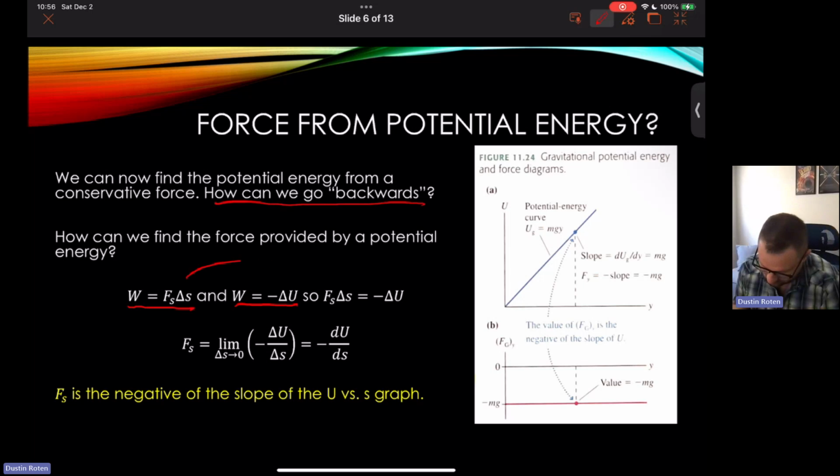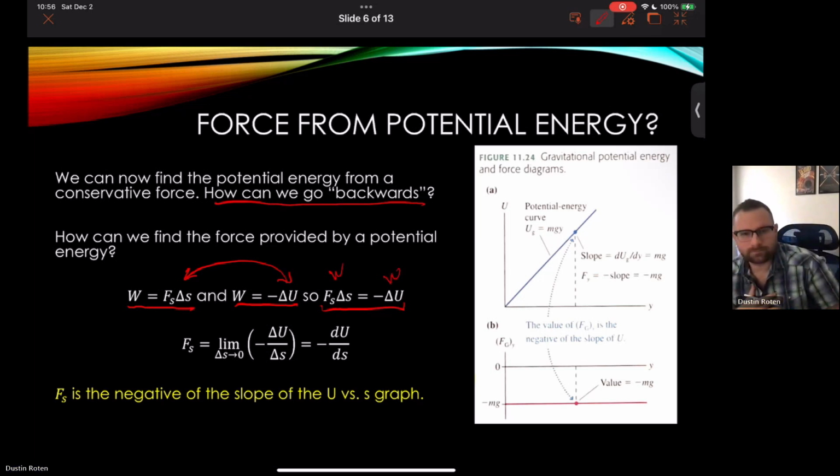That must mean these things are related somehow, the force over the distance and the negative change in the potential. So let's set these equal to each other. They're both work. We said this was work, this was work, so they're technically equal to each other. If we do that, we can rewrite this. We can just divide the delta S over.